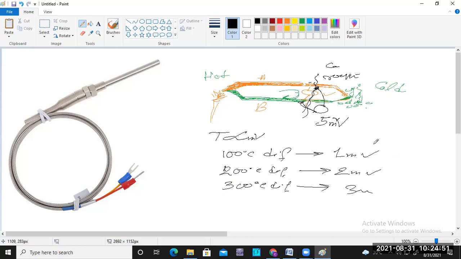If 1 millivolt is there, then it is 100. Between 1 millivolt to 2 millivolt, there is a 100-degree difference, 100 to 200 degrees. In this way we can produce the temperature scale. This is 100, this is 200, this is 300, this is 400, this is 500, because this is 1 millivolt, this is 2 millivolts, this is 3, this is 4, this is 5. In this way we can make a scale.